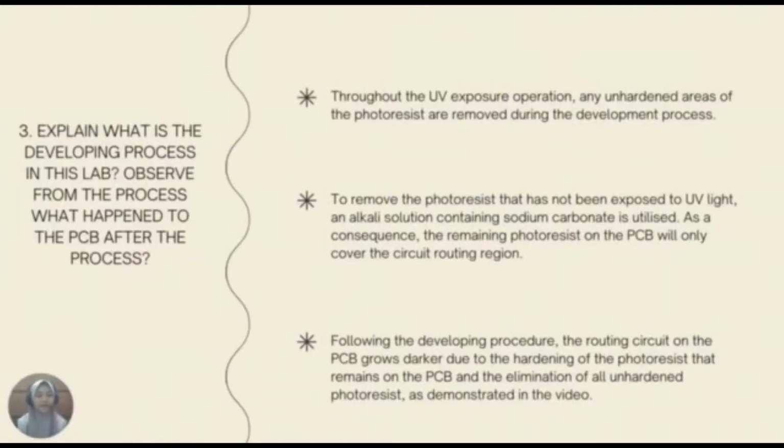So lastly, explain what is the development process in this lab. Observe from the process what happened to the PCB after the process. So throughout the UV exposure operation, any unhardened area of the photoresist is removed during the development process. To remove the photoresist that has not been exposed to UV light, an alkaline solution containing sodium carbonate is utilized. As a consequence, the remaining photoresist on the PCB will only cover the second routing region. And lastly, following the developing procedure, the routing circuit on the PCB grows darker due to the hardening of the photoresist that remains on the PCB and the elimination of all unhardened photoresist, as demonstrated in the video.